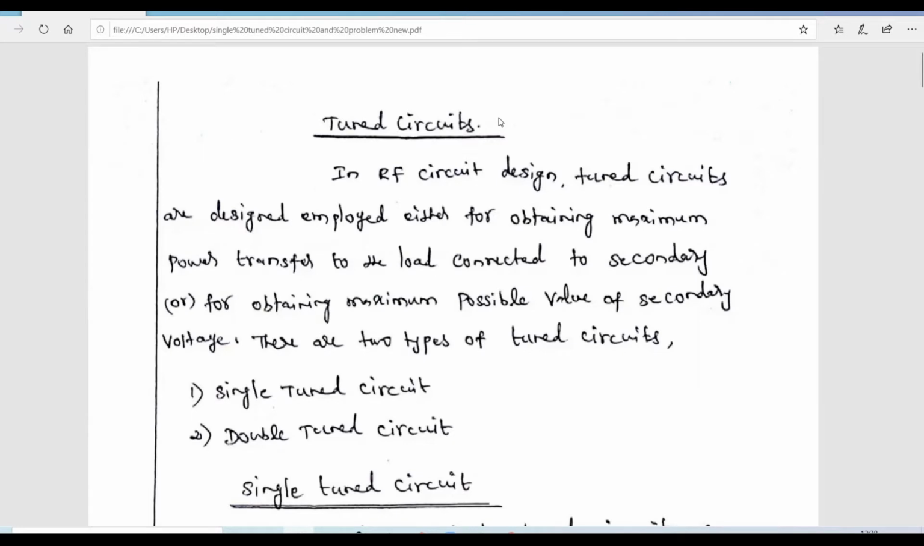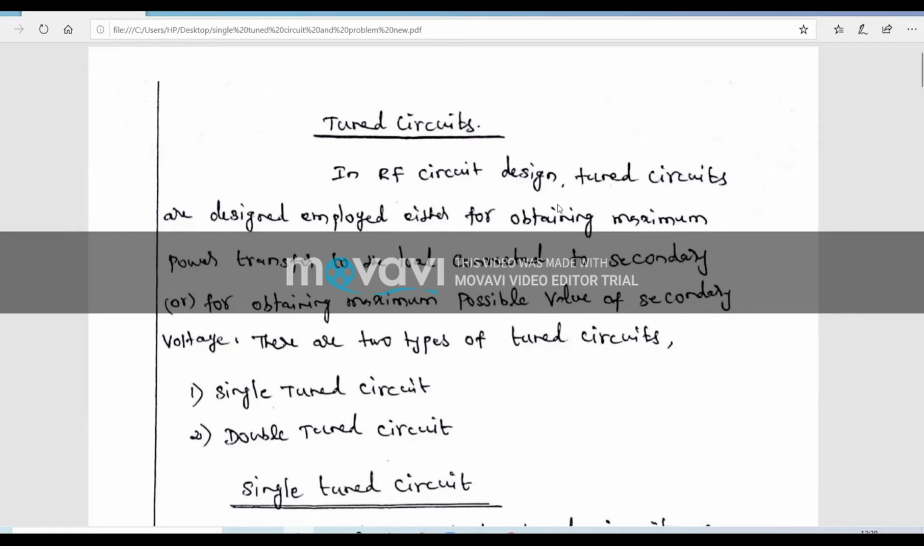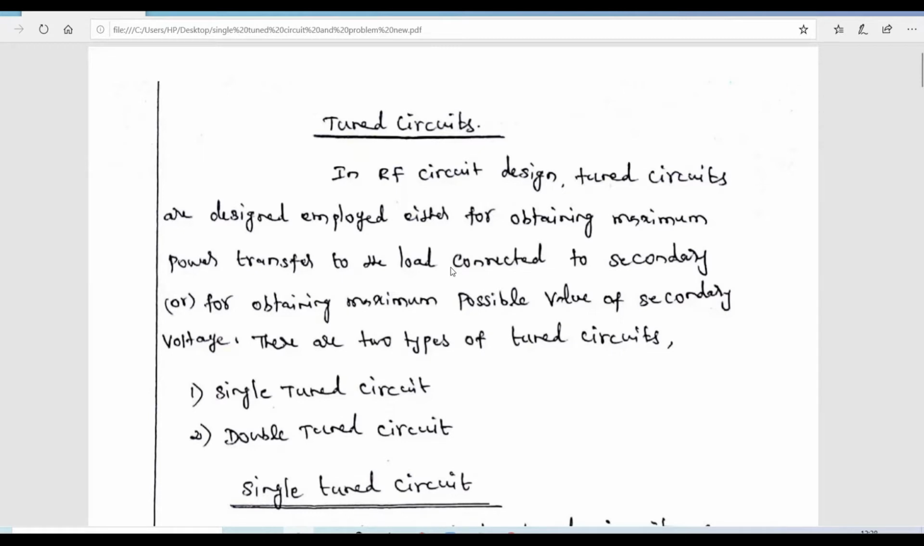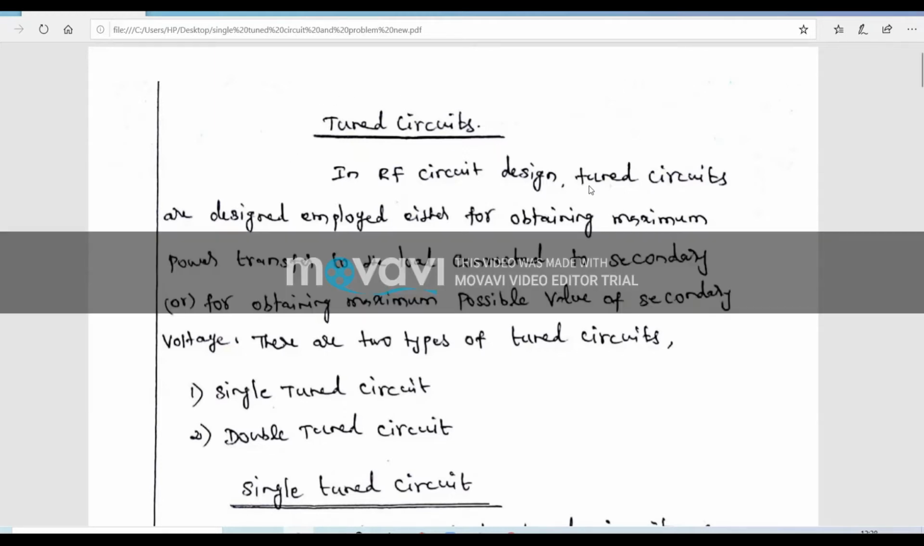What is meant by a tuned circuit? This tuned circuit is mainly used in RF circuits. In the radio receiver and TV receiver, we are using this tuned circuit. And why are we using it? In order to obtain the maximum power transfer to the load, we use this tuned circuit to connect the source to the load. So to connect a source to a particular load and obtain maximum power transfer between the source and load, we connect this tuned circuit.